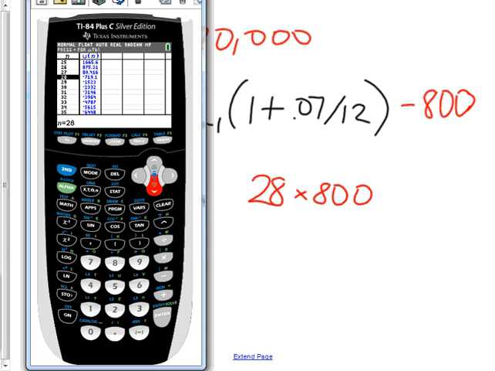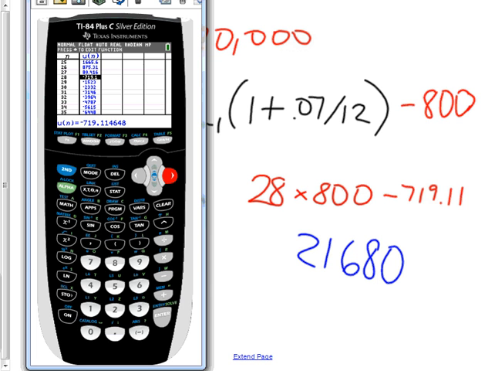But don't they owe you something now too? So it's 28 times 800, but then you have to subtract 719, and let's get the exact amount. There it is. 719.11. If you actually do that multiplication and then subtract 719.11, what do you get? Do you have it? Yeah, 21,680. And there's a decimal?